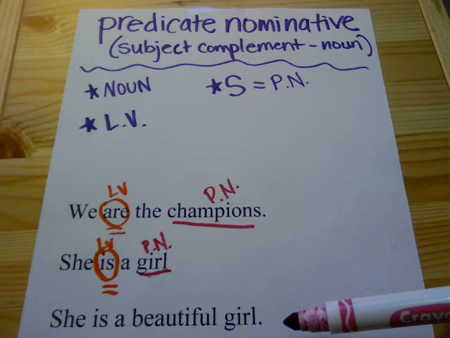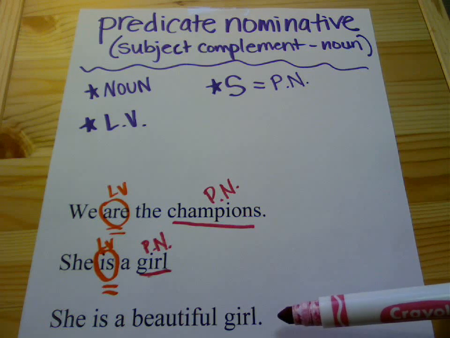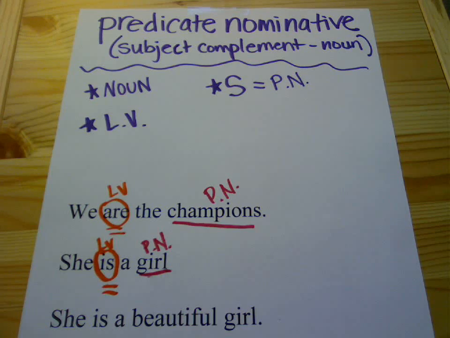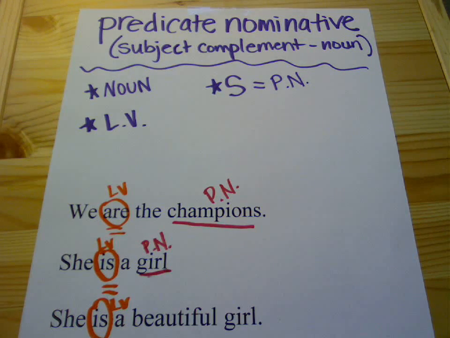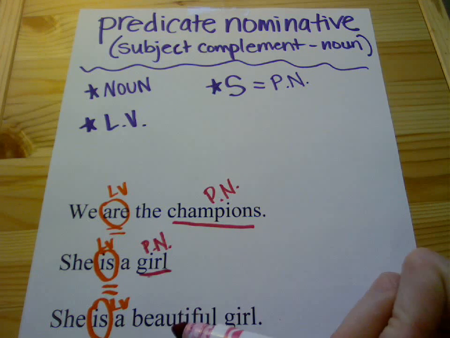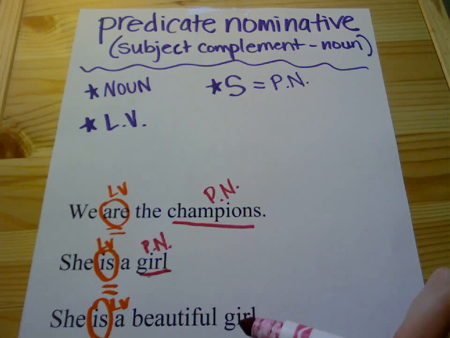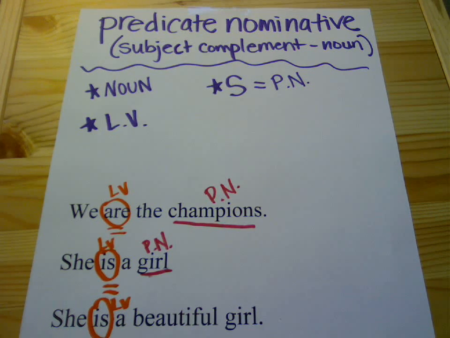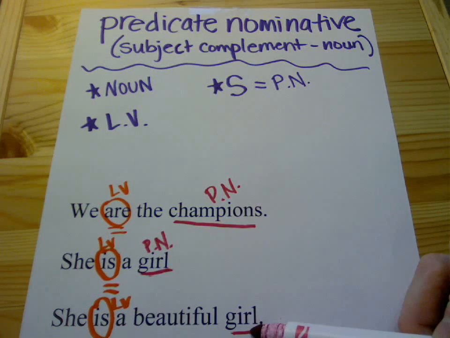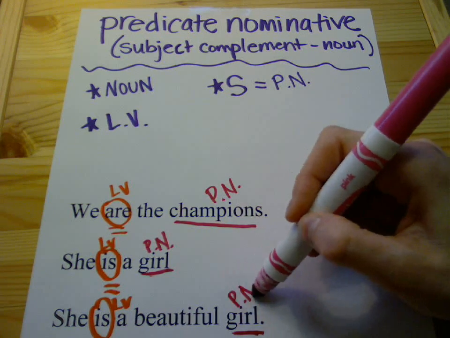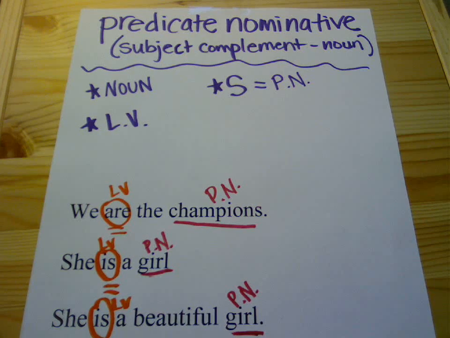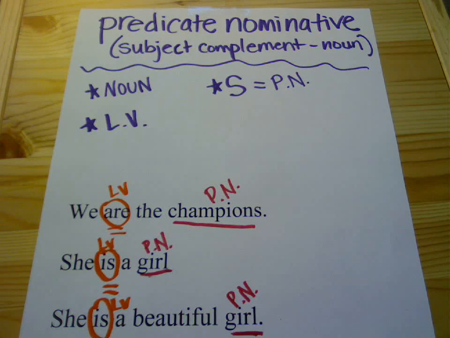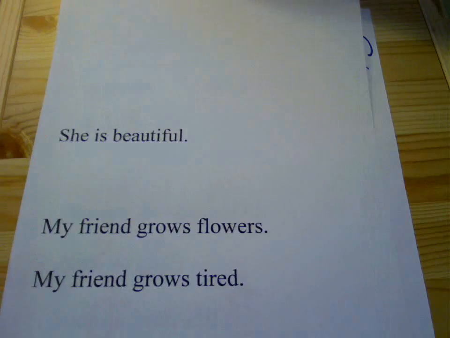Now this sentence right here looks really similar, but it has just one word difference. She is a beautiful girl. So again, our verb here is. It's a linking verb. She equals, does she equal beautiful or does she equal girl? Well, remember our predicate nominative is a noun. So girl is going to be our predicate nominative because it is a noun. Beautiful is an adjective describing the girl. So that is not going to be a predicate nominative. So that one was a little tricky, but it's a good one to look at. Okay, let's move on to some other sentences.